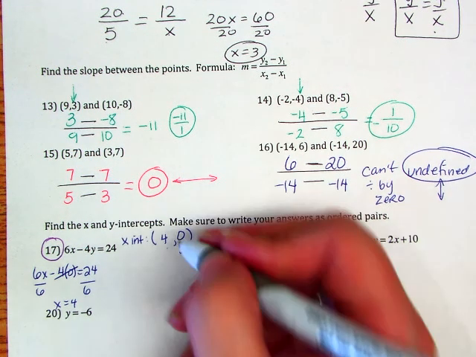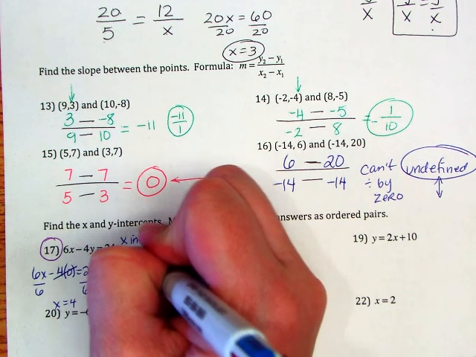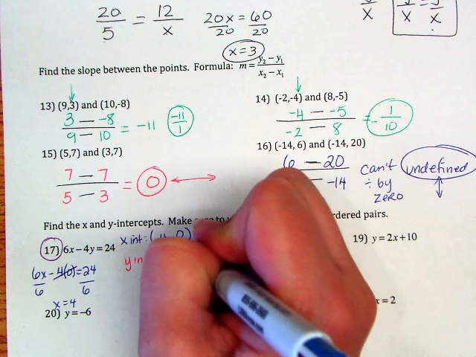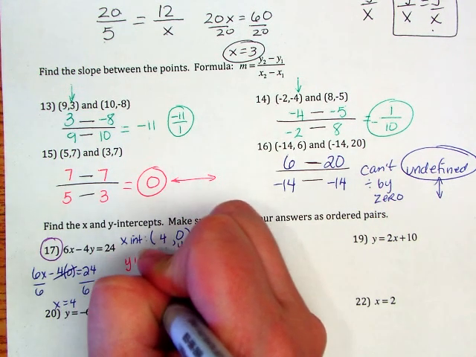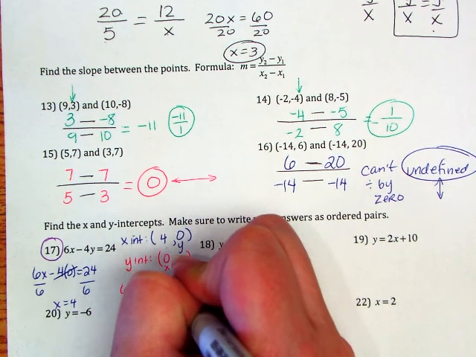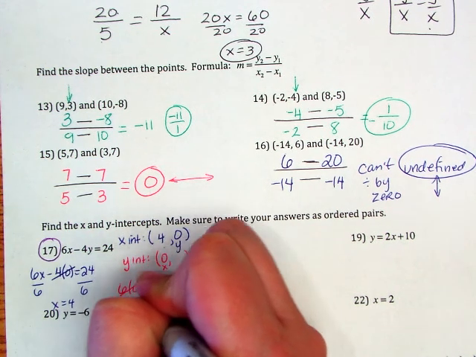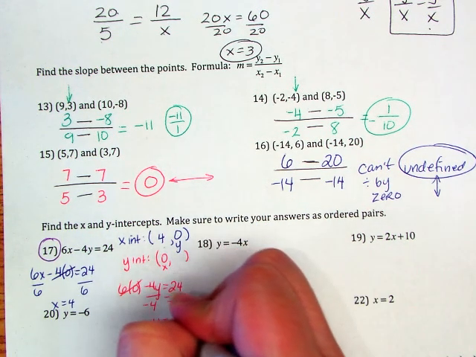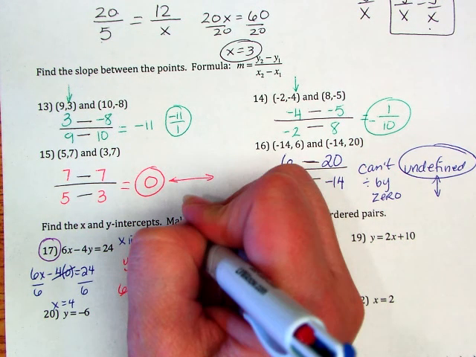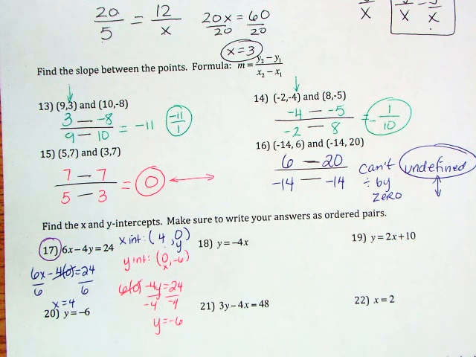To find the y-intercept, we know that x equals 0. Same problem. Divide both sides by -4. Y equals -6. Again, I'll post the rest of the answers for the key.